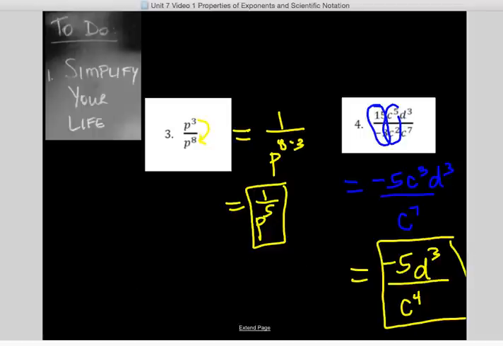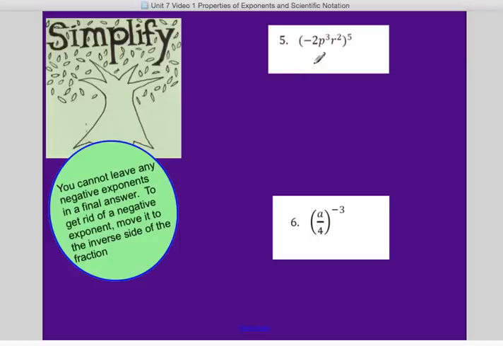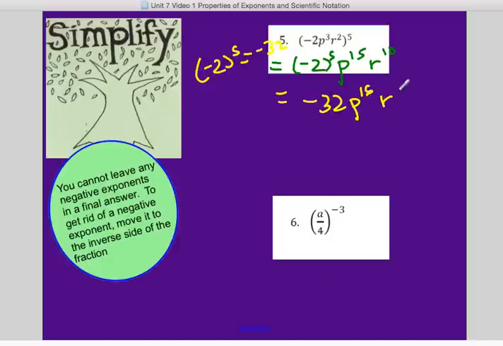Got a few more examples with simplifying exponents. Number 5. So I notice everything in here is being multiplied, so that means I can give everything to the fifth power. So I would have negative 2 to the fifth, p to the 3 times 5 is 15, and r to the 10th. Okay, now negative 2 to the fifth. You would type that in on your calculator, make sure you put parentheses, negative 2 to the fifth, and when you do that on your calculator, you should get a negative 32. Okay, so that gives us that our final answer is negative 32, p to the 15th, r to the 10th.